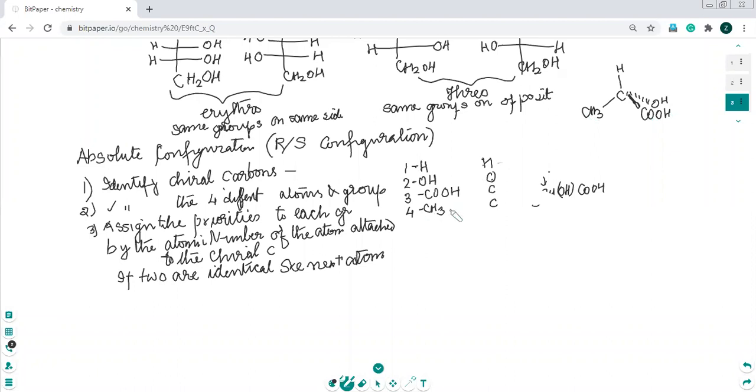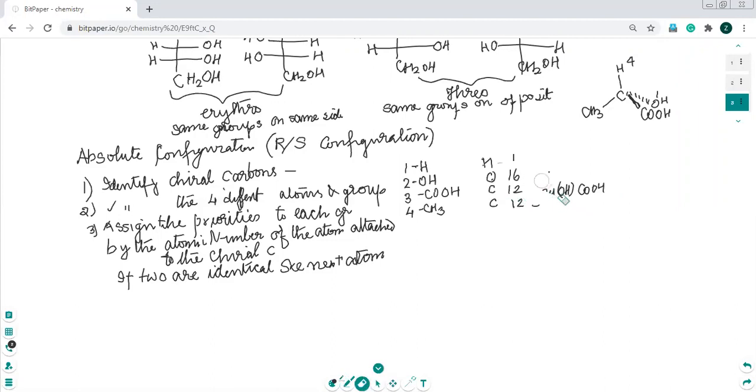Okay, now which is having the maximum atomic number? Oxygen. Oxygen is 16, carbon is 12, and hydrogen is 1. So hydrogen gets least priority, number 4. There are 4 groups only. Now, highest priority for the OH group. Now, look at the next one. Both the carbons have got 12.